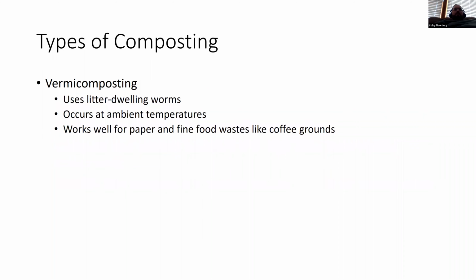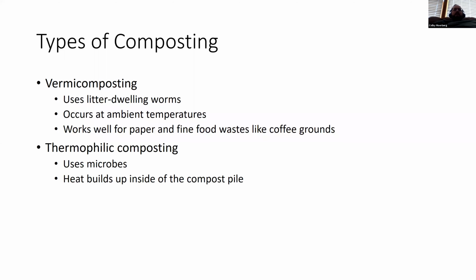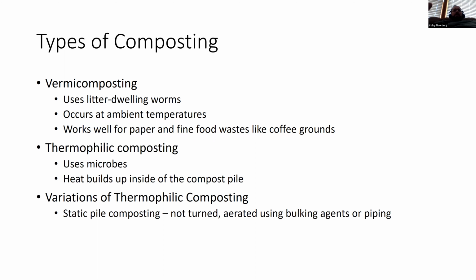Some of the types of composting: one is vermicomposting, which uses litter-dwelling worms and occurs at ambient temperatures, and it works well for paper and fine food waste like coffee grounds. The next type is thermophilic composting, which uses microbes, and the microbe metabolisms cumulatively heat up the pile, so we get a lot of heat inside of a compost pile. And then there are some variations on thermophilic composting.